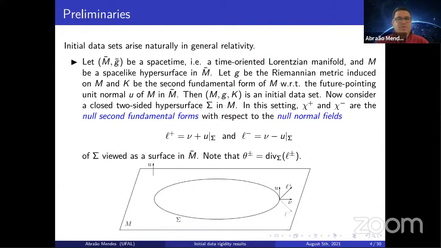Now consider a closed two-sided hypersurface sigma in M. In this setting, chi plus and chi minus are exactly the null second fundamental forms of sigma in the space-time M bar with respect to the null normal fields defined in this way: L plus equals nu plus u restricted to sigma, and L minus equals nu minus u restricted to sigma. So that's the general picture.